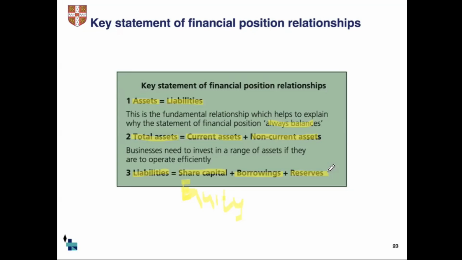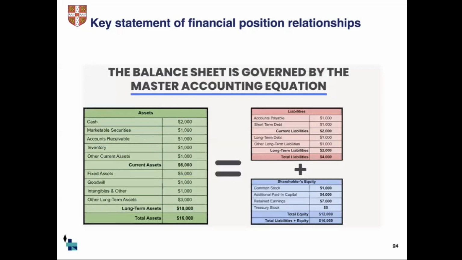So very important key relationships that we have to know, that assets are equal to liabilities. That is, if all the assets were financed with liabilities, then total assets is equal to our current assets plus our non-current assets, and then liabilities is equal to the share capital, which is equity, plus our borrowings plus our reserves. Any questions here before I proceed? No questions. All right. So let's look at the statement of financial position with more details.